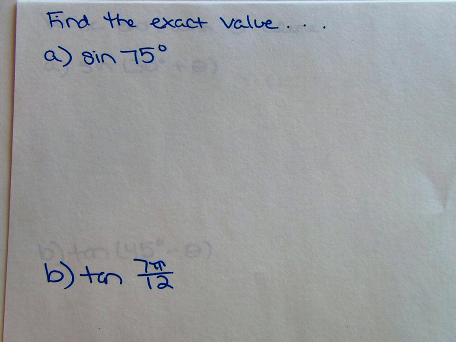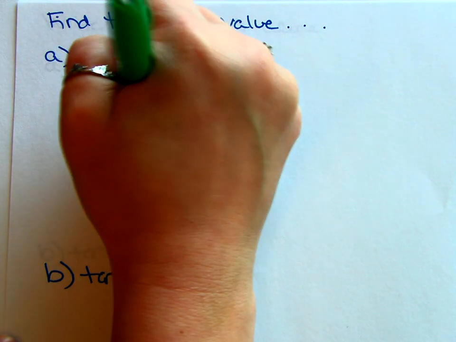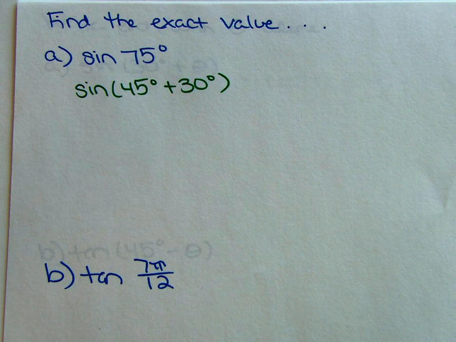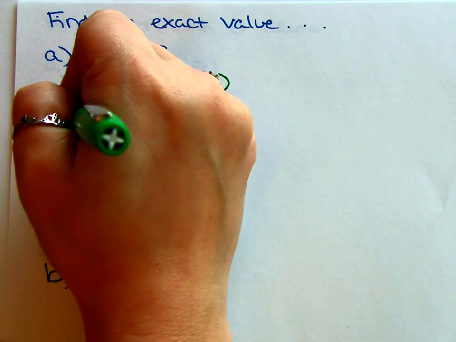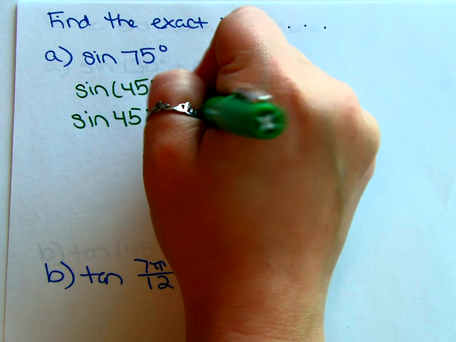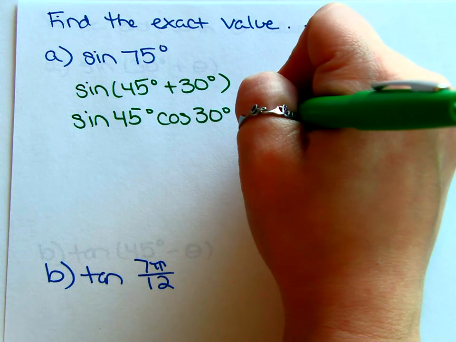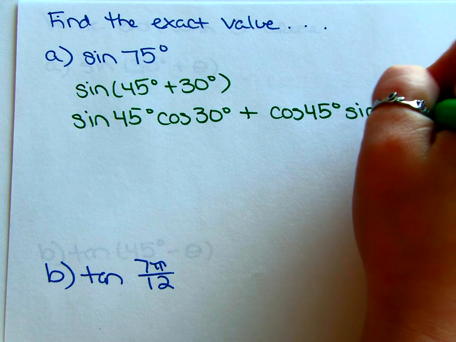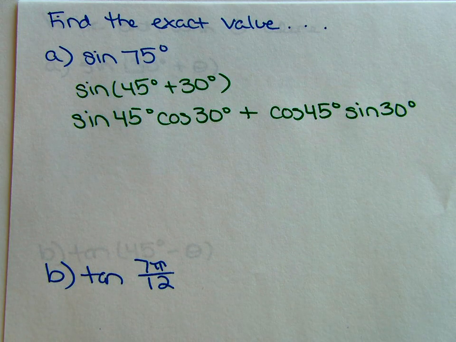So if I have sine of 75, I can write that as sine of 45 and sine of 30. And I can figure out my sine of 45 and sine of 30. So now I have a sine of sums. So sine of sums becomes sine of 45 degrees cosine of 30 degrees plus cosine of 45 degrees sine of 30 degrees. That's just coming straight off of our identity. It's the first identity on this section's notes.